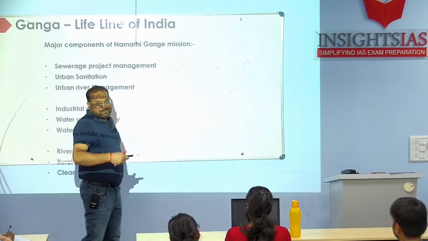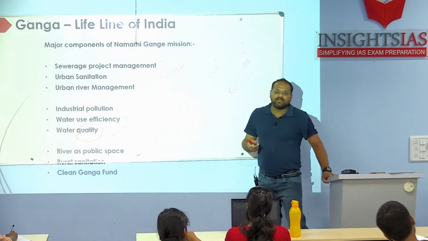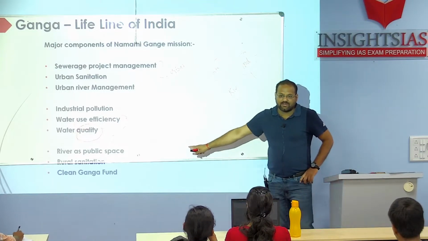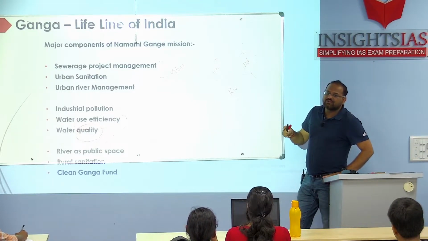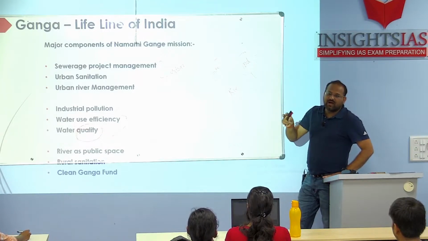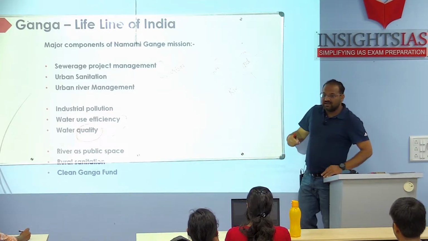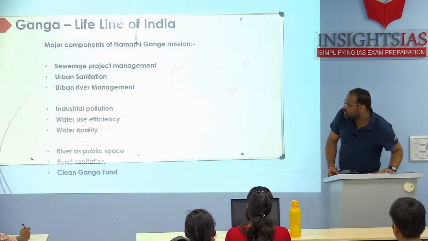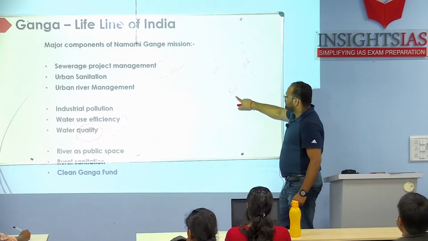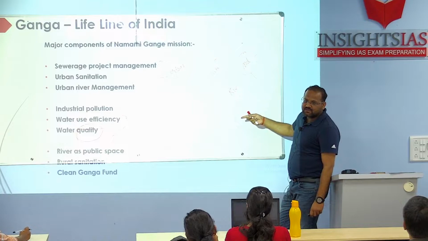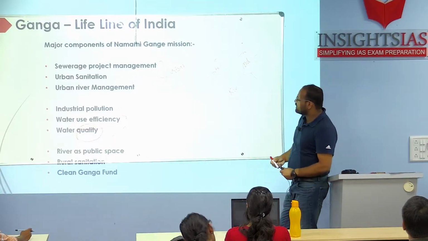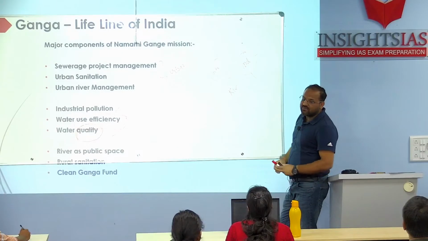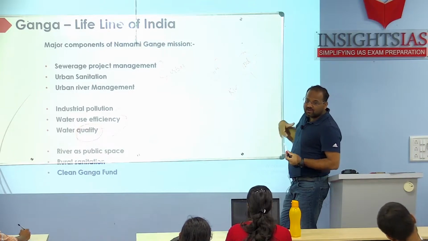So the river as a public space. Modern crematory facilities are being provided so that pollution can be checked. Ghats are being modernized so that throwing of flowers and other things can be checked and treated, and pollution can be checked. Last is with respect to rural sanitation. On the overall river bank, there are many villages also. We are not only targeting urban areas, we are also targeting rural areas. And to manage the overall Ganga and river, there is one Clean Ganga Fund. So this way I have categorized it so that you can remember it.